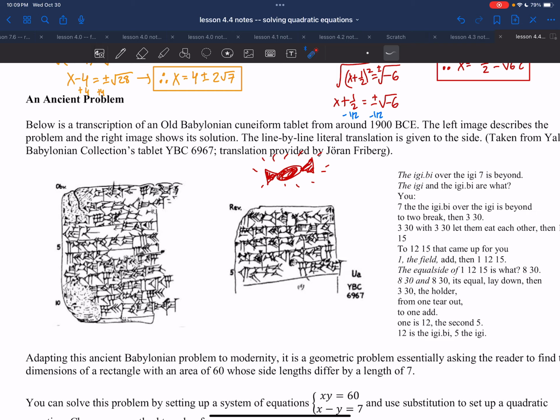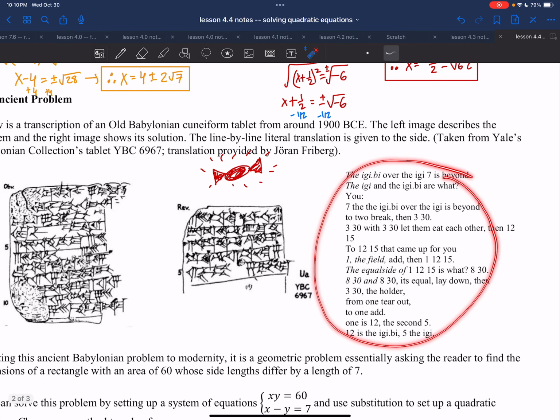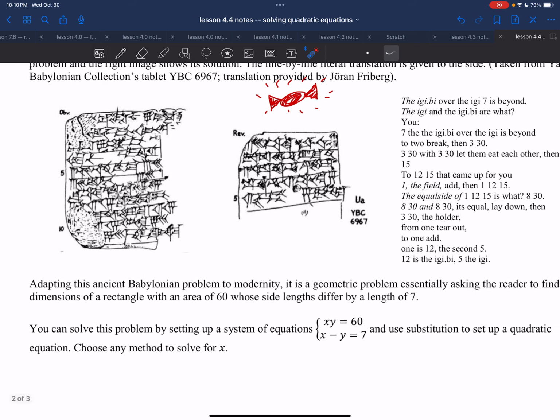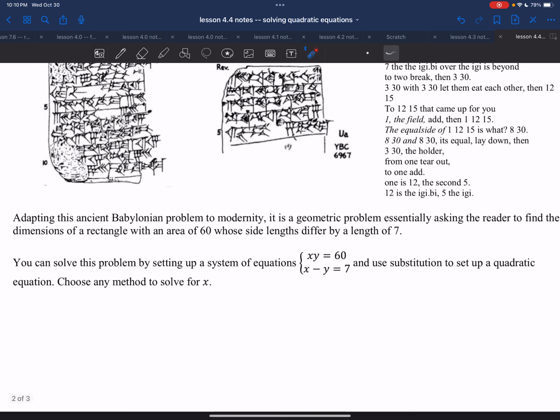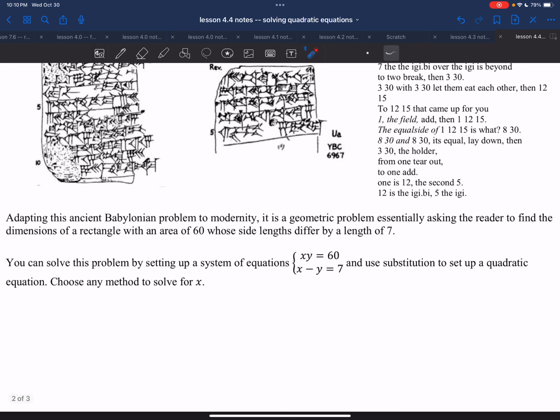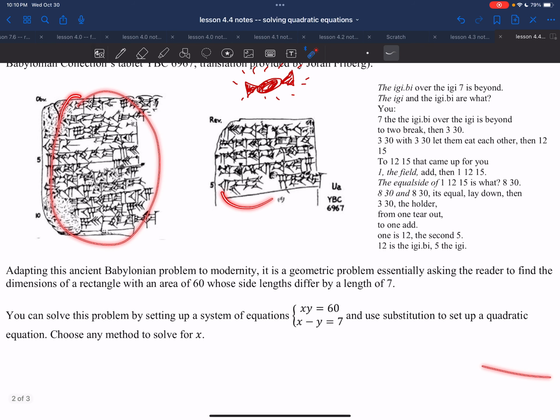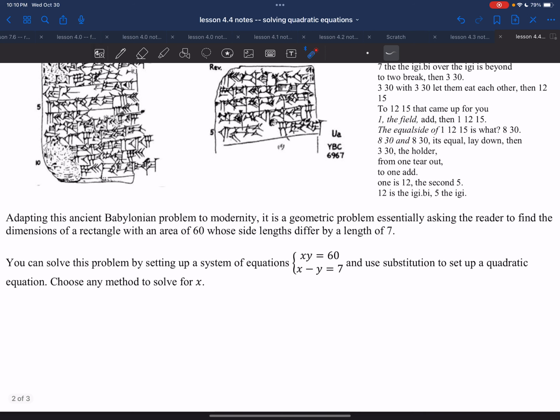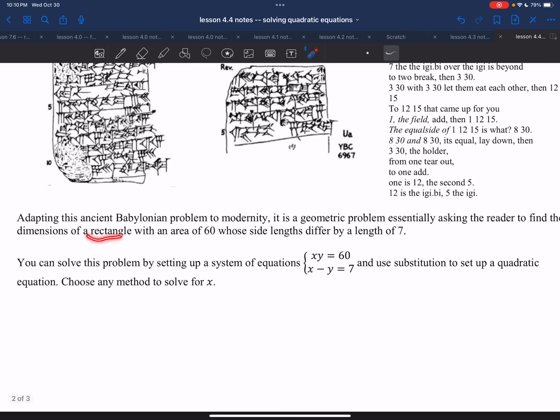So the line-by-line translation is given here if you kind of want to read this, okay? But I'm just going to move on and say, okay, what is this problem saying? Because obviously we don't know what that means, right? We're not scholars that can translate cuneiform tablets. And it says, adapting this ancient Babylonian problem to modernity, this is just a geometric problem asking the reader to find the dimensions of a rectangle with area 60 whose side lengths differ by a length of 7.